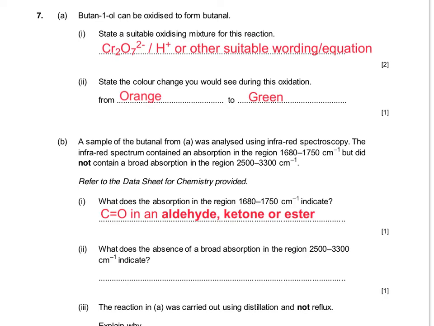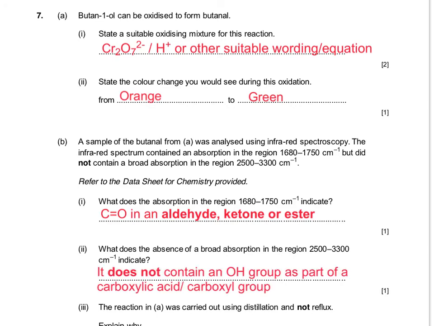Now if you think about a carboxylic acid, you've got a C=O in there somewhere, so you would have 1680 to 1750, but you would not have 2500 to 3300 in this case, so that must mean it's not a carboxylic acid. Which brings us on to the next answer. So it doesn't contain an OH group as part of a carboxylic acid or carboxyl group.